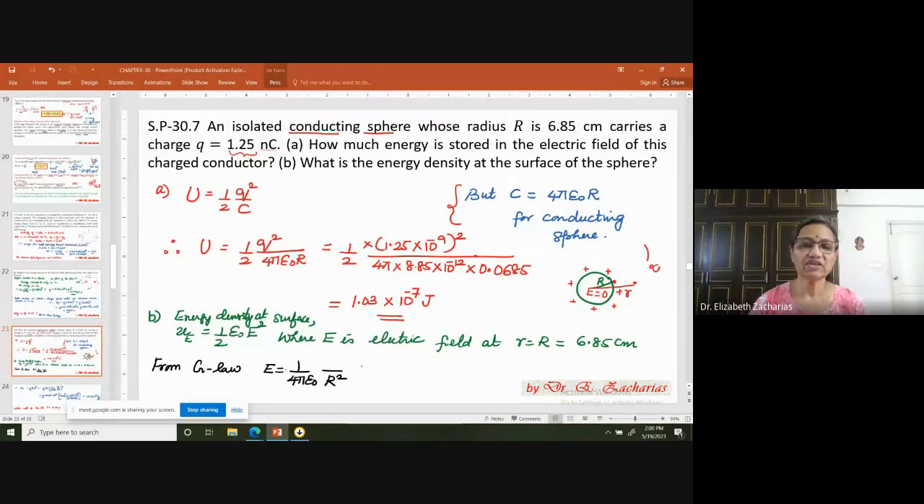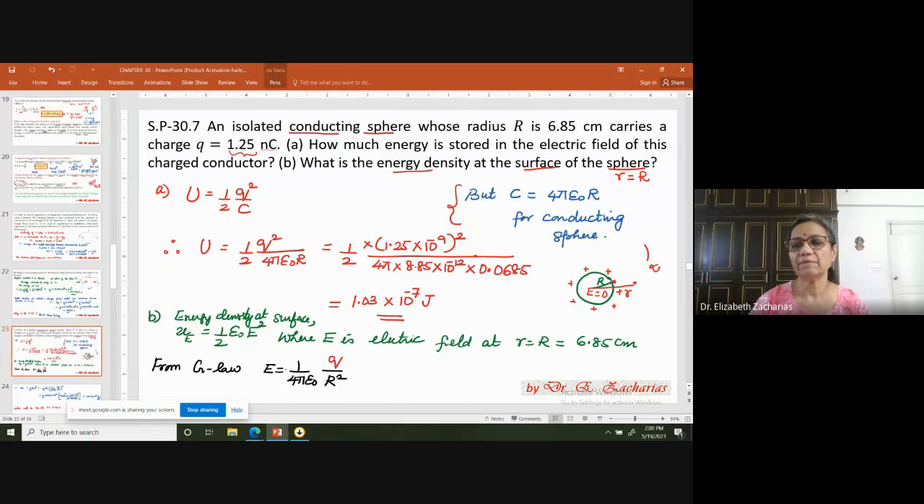Okay, so you can say that if Q is the charge, the electric field is 1 by 4 pi epsilon naught Q by capital R square, because we are interested in finding out the energy density at the surface of the sphere. Surface of the sphere means small r equal to capital R.